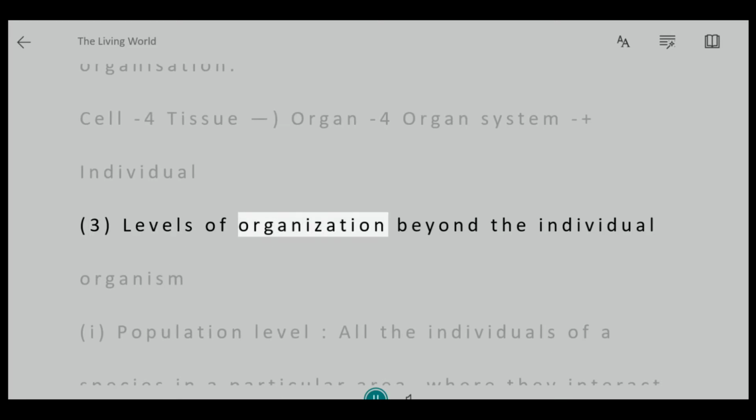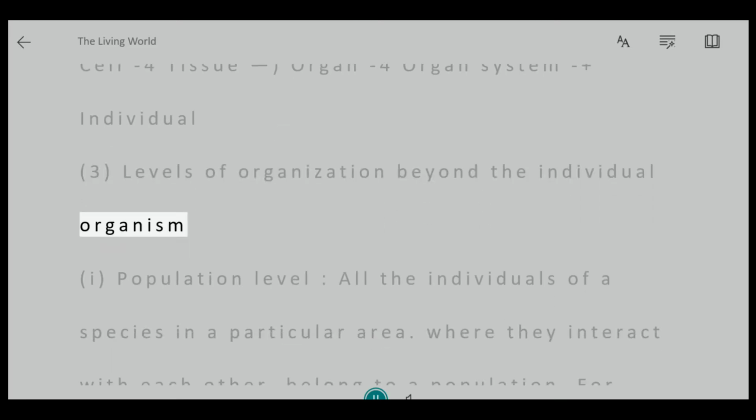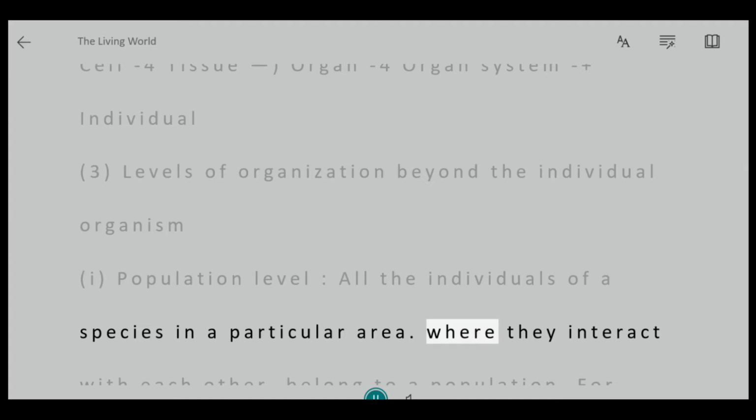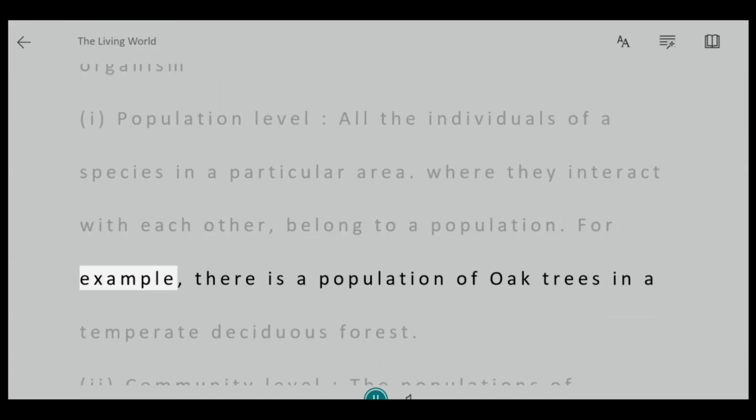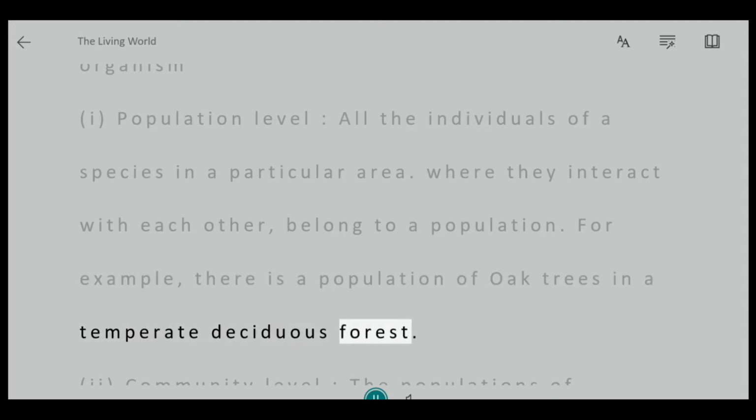3. Levels of organization beyond the individual organism. 1. Population level. All the individuals of a species in a particular area, where they interact with each other, belong to a population. For example, there is a population of oak trees in a temperate deciduous forest.